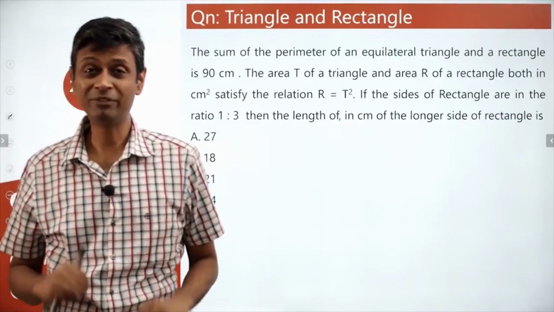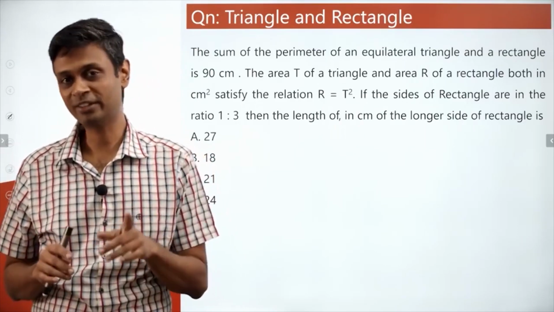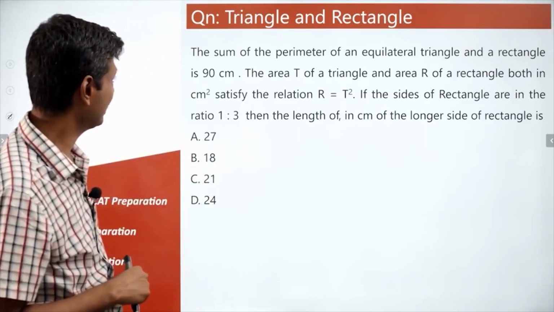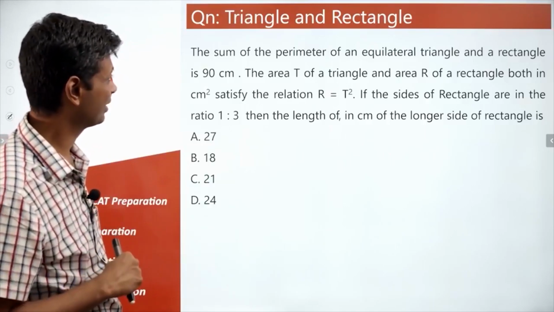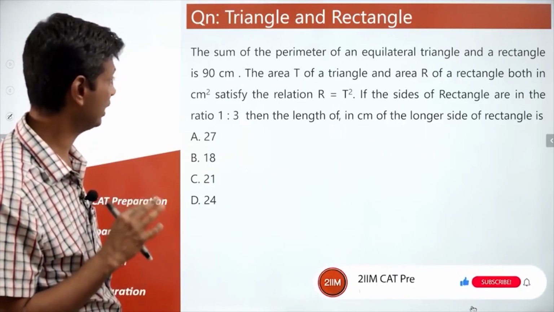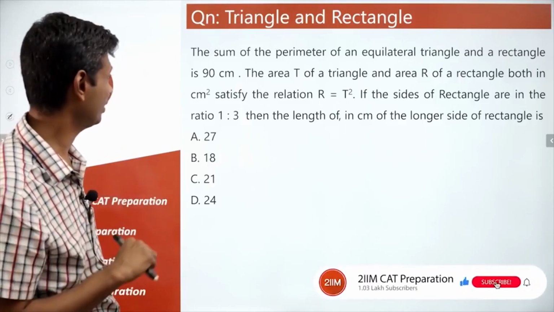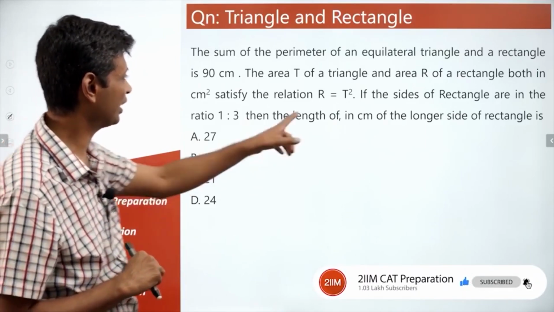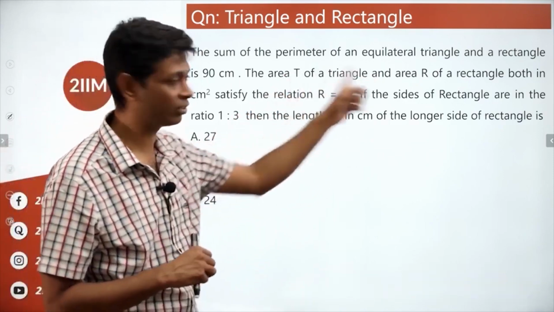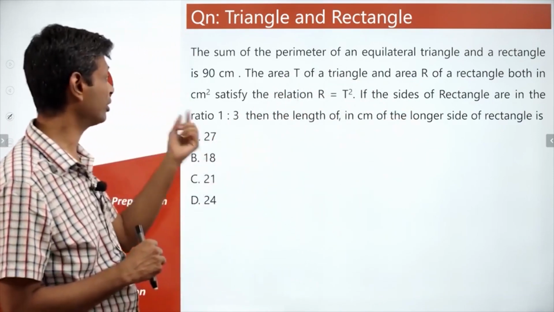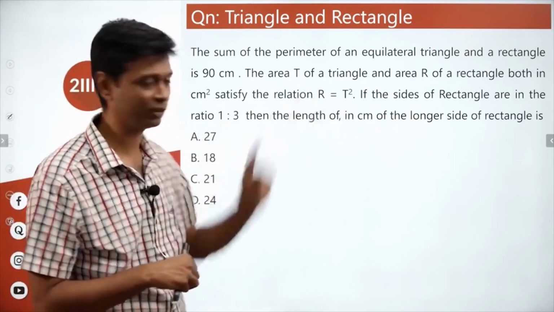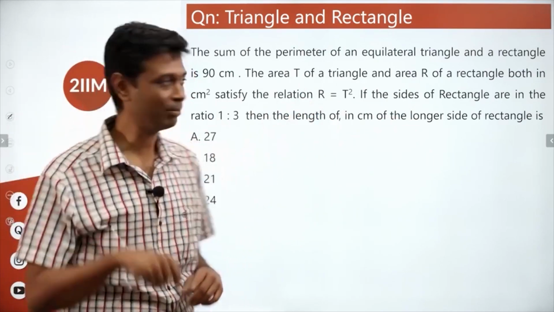Let's do this one really vague question. Fine. So I'm going to read this and then tell you what my problem with this is. The sum of the perimeter of an equilateral triangle and a rectangle is 90 centimeters. The area T of the triangle and area R of the rectangle, both in centimeter square, satisfy the relation R equal to T square. I hate these kind of questions where both of these are the same units and then you capture it in centimeter square and frame this equation. Like there are hundreds of ways to frame the equation without resorting to this. Fine. My problem was side. We'll come back to this one.